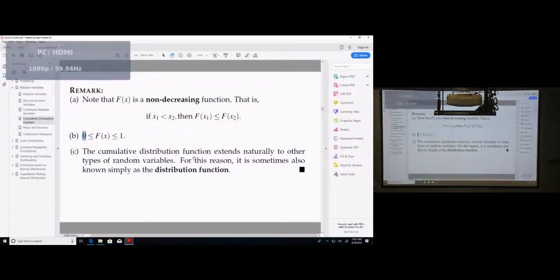So the cumulative distribution function extends naturally to other types of random variable. For this reason, it is sometimes simply called the distribution function. But of course, if you have a number of random variables at hand, then you have to tell people explicitly whether it is a distribution function of X or of Y or of whatever. So you have to specify it. But now we only have one random variable, so we'll just call it the distribution function. Okay.